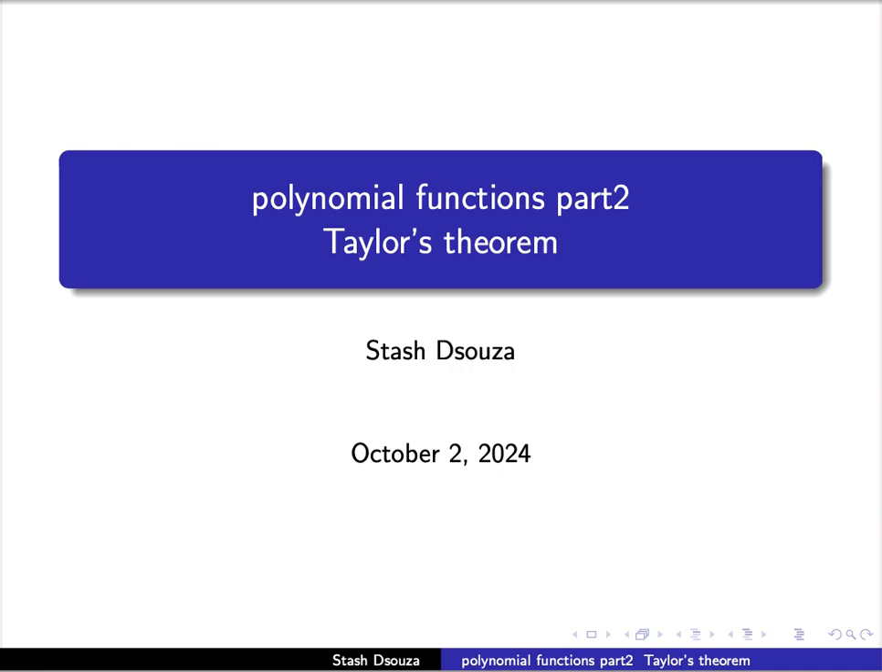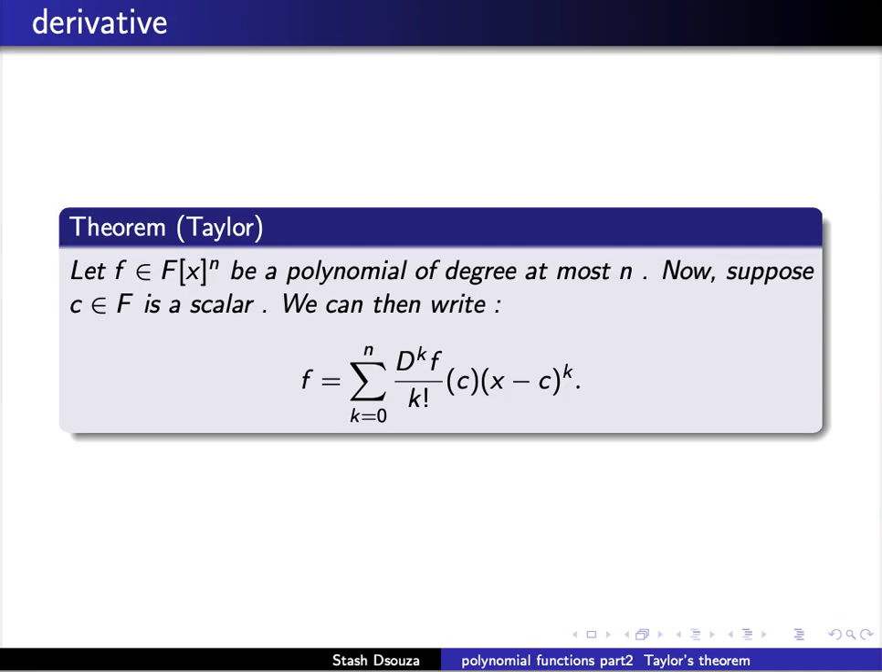Here we describe the contents of Taylor's theorem. We start with its main statement. Let f be a polynomial over the field F of degree at most n. Now suppose c is a scalar. We can then write f as a linear combination of increasing powers of the term x minus c with exponents going from 0 to n.